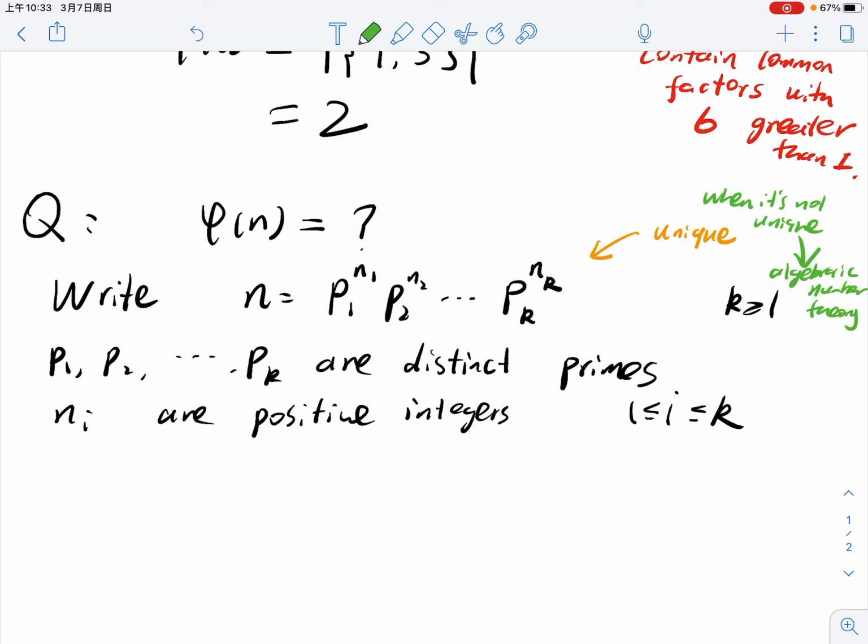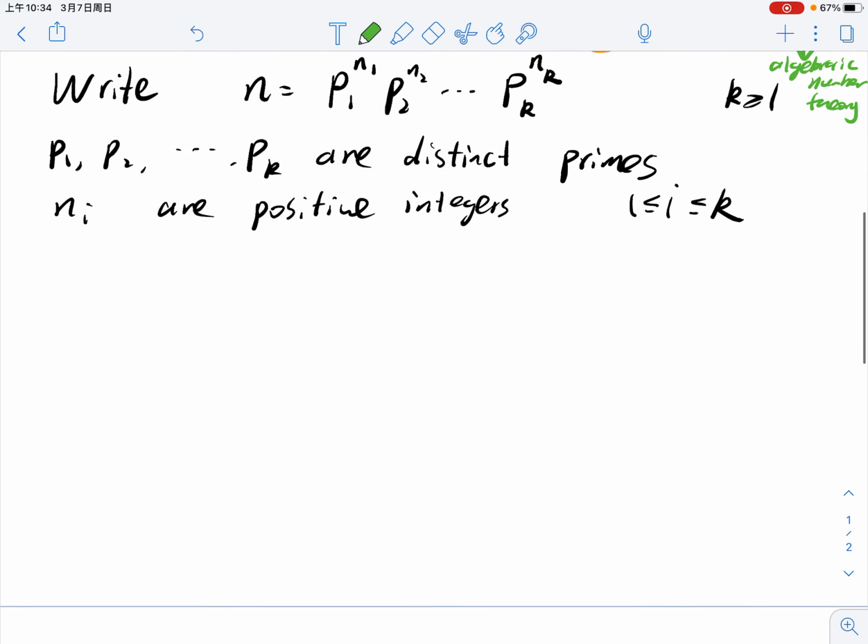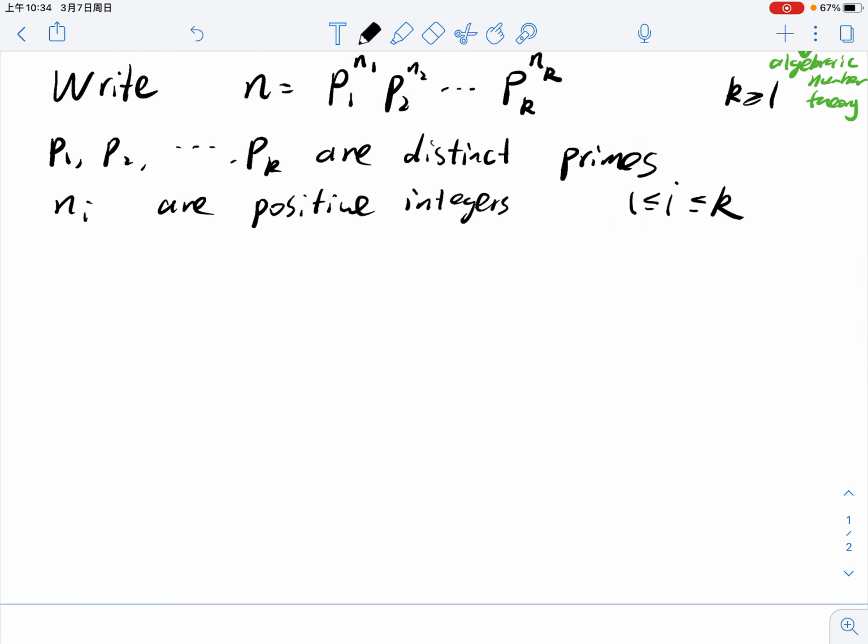This is one of the two branches in modern number theory research. The other one is called analytic number theory, which is more of a complex analysis field. So if you are interested in this, if you major in math, you can look at my videos on YouTube for the complex analysis course. Okay, I will not talk more about this anymore.